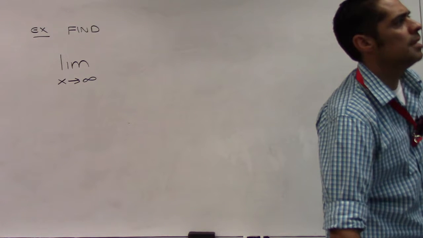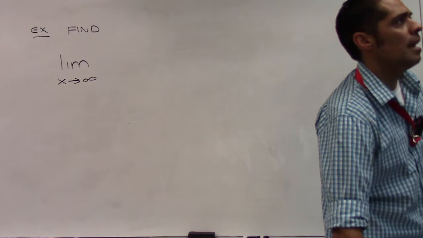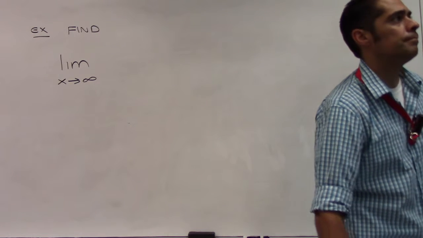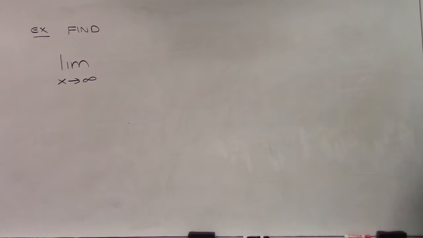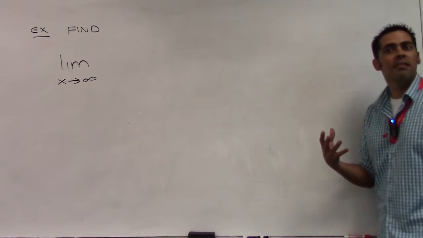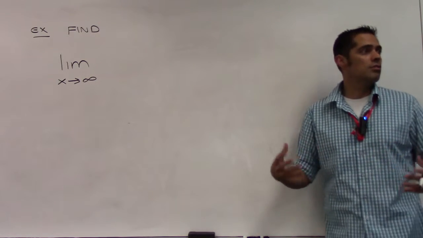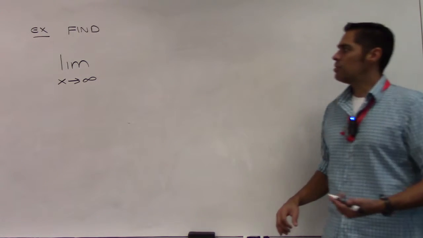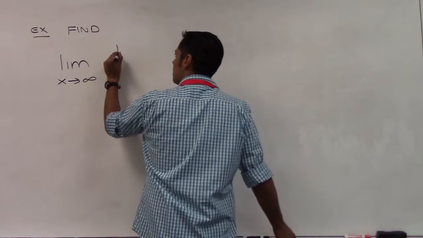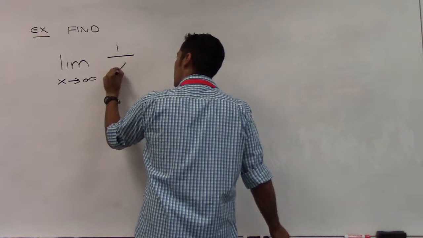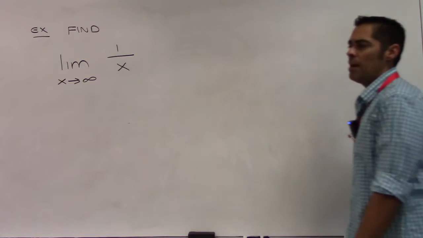Limits at infinity, right here. We're letting x go to infinity. Well, infinity is not a number, right? So when we say we're letting x go to infinity, we're saying we're letting x get arbitrarily large, larger and larger and larger. So let's take an example, something that's in the notes. If I do this, what happens?